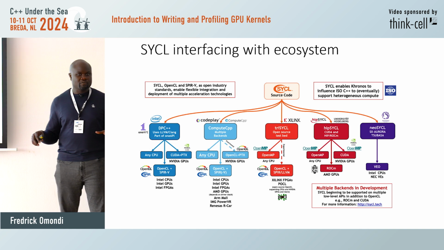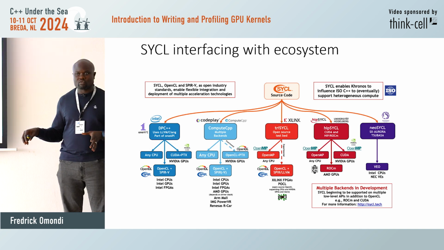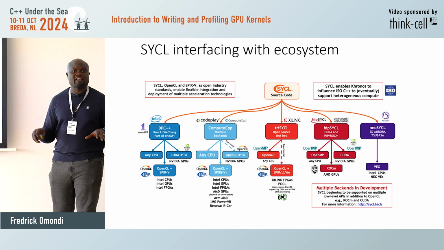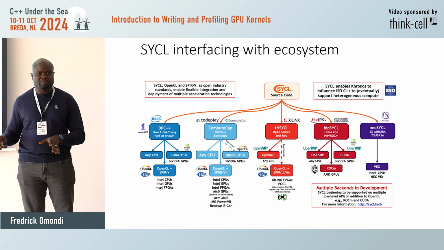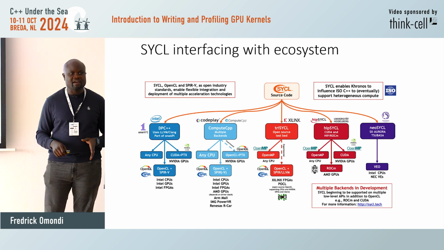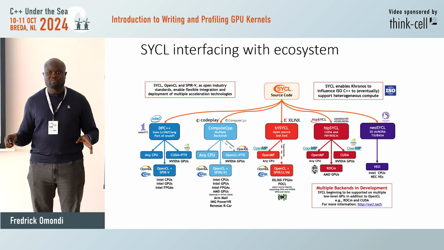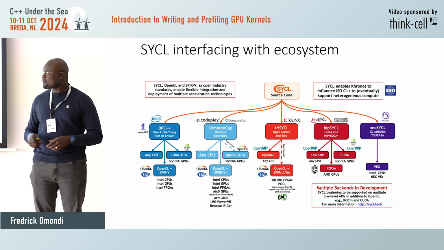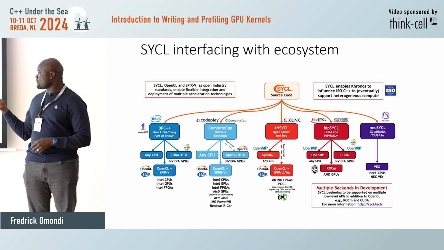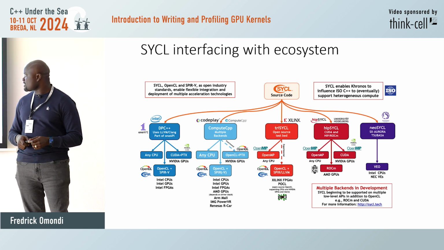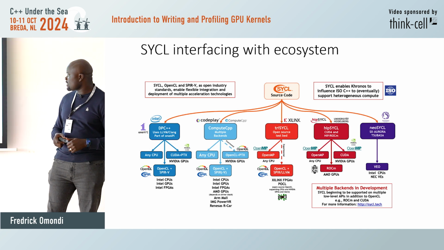SYCL has wide range support, and this is maybe why its popularity is growing, just because you can cover a lot of vendor-specific optimizations, and at the same time, you can have your kernel run on different vendors. So it provides specificity and generalization at the same time. And for example, in our case, we will be using the DPC++ Intel compiler. This comes with oneAPI.